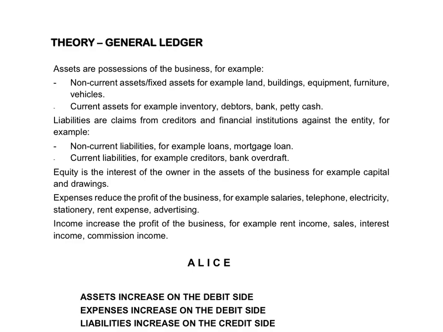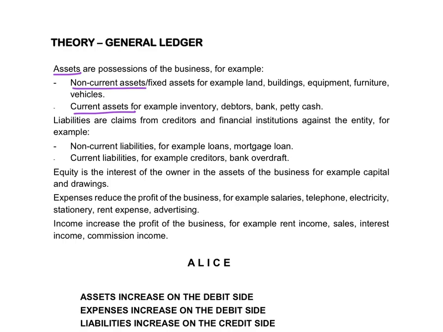Good morning. We will pay attention to the theory of the general ledger today. Assets are possessions of the business that will cause the inflow of money in the future. Assets are divided between non-current assets and current assets.